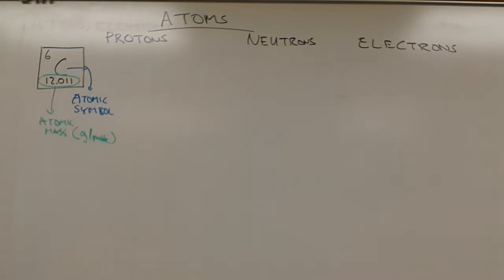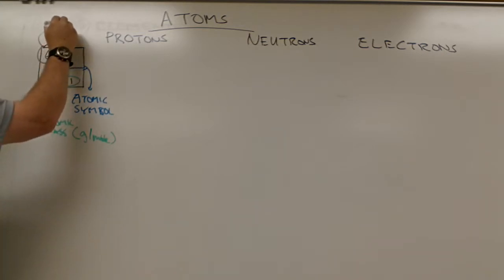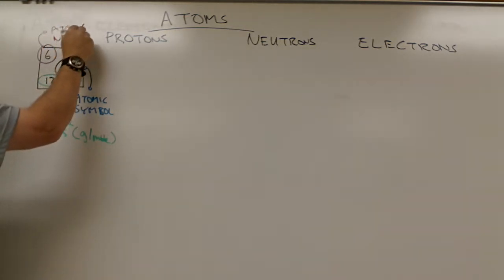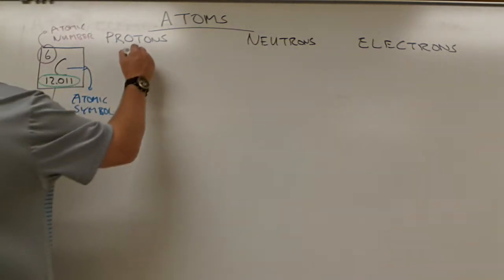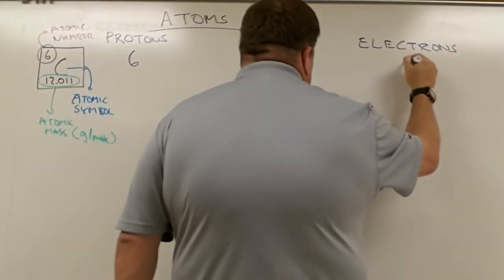The final little bit that's way up here at the top, the 6, this thing is the atomic number. The atomic number itself defines how many protons and electrons I've got inside of a system. So if the atomic number defines how many protons and electrons I've got, that means I'm going to have 6 protons here and 6 electrons.